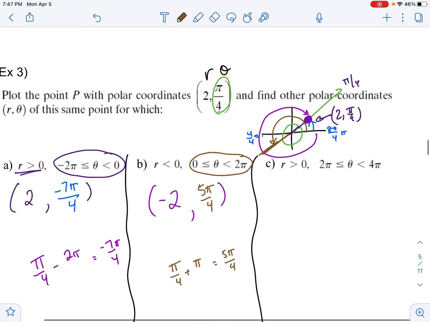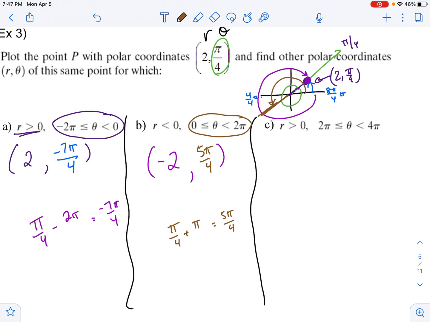All right, so let's take a look at the last one. The last one says r has to be greater than 0. So that means r has to be 2. Since r is 2, I want to end up on this ray and then go 2 units out. However, I want theta to be from 2 pi to 4 pi. So that means it's got to be more than one circle around. I know a full circle is 8/4, and then I got to go one more. So that would be 9 pi over 4.